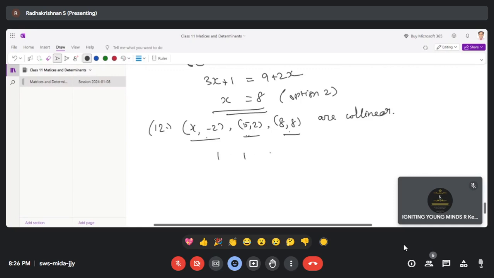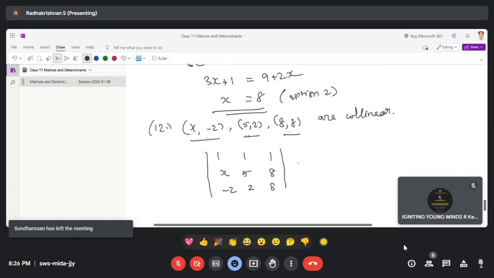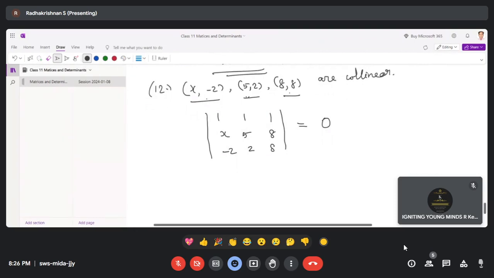1, 1, 1, x1, x2, x3, y1, y2, y3. This is the area of the triangle in matrix form. If any 3 vertices of a triangle are given, you put the first row as 1, 1, 1, and you put x1, x2, x3, y1, y2, y3, and determine the value of the determinant. So that will be the area of the triangle. But in this case, since the 3 points are collinear, it should be equal to 0. Okay. So we simply solve this determinant.